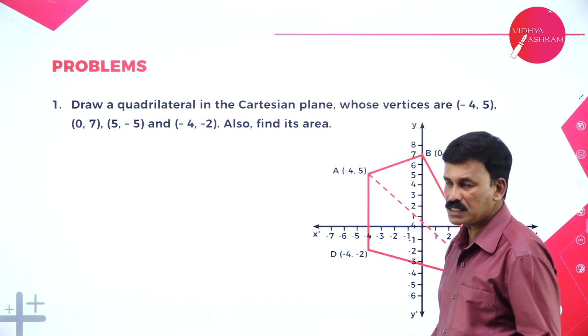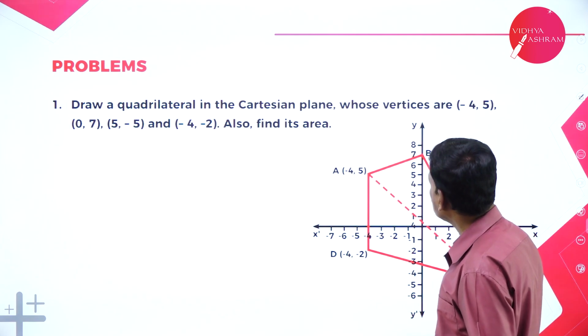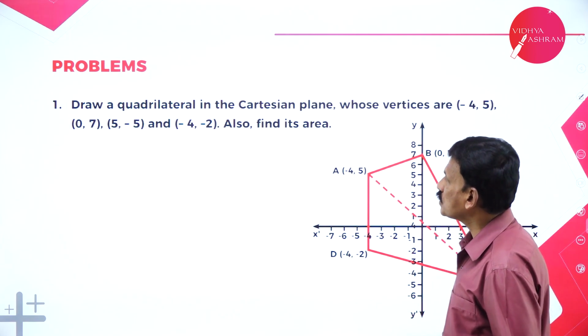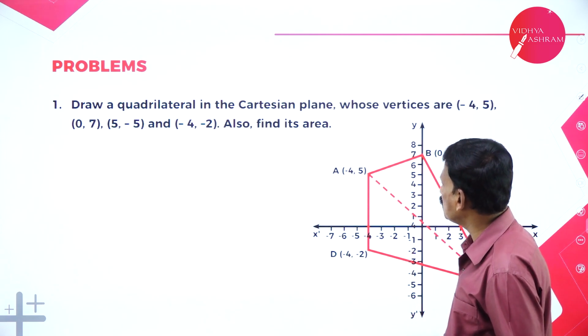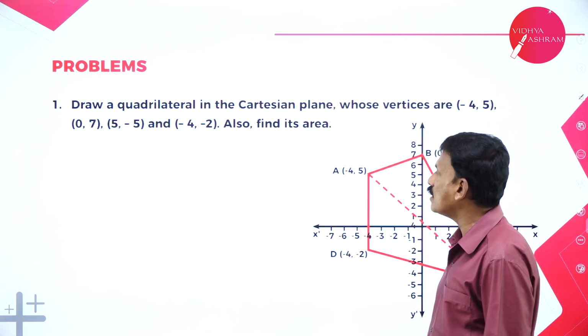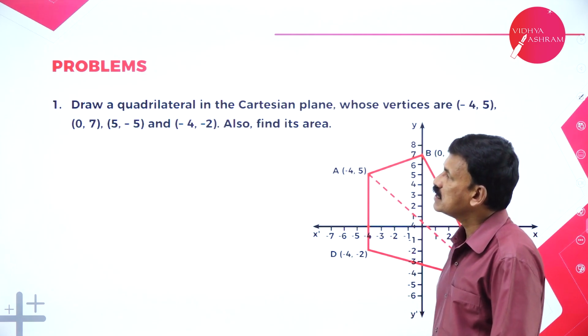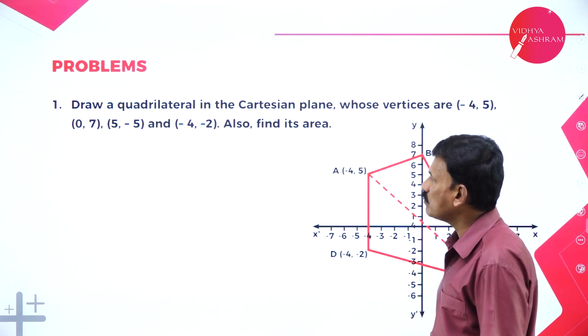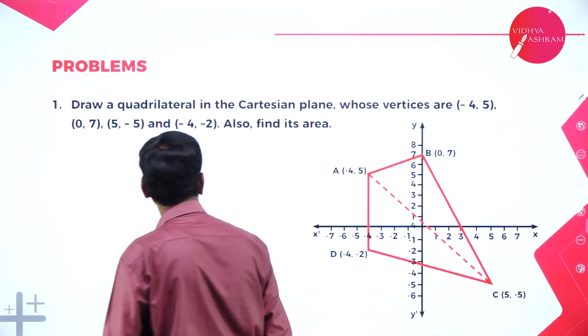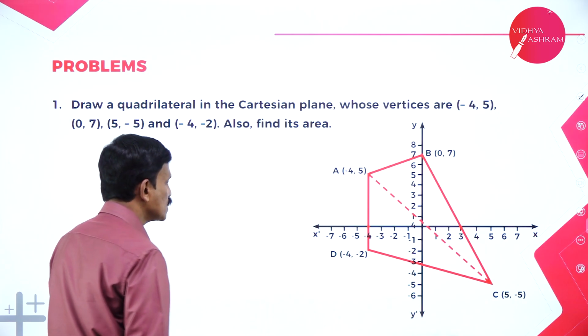Now by knowing this, let us look at the rectangular coordinate system. Draw a quadrilateral in the Cartesian plane whose vertices are (-4, 5), (0, 7), (5, -5) and (-4, -2), and also find its area.